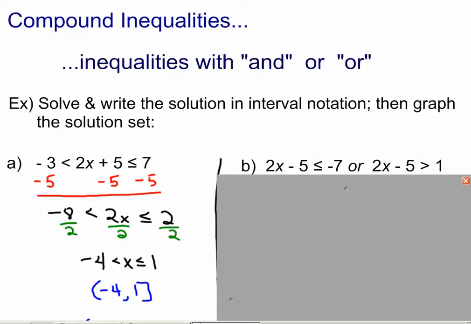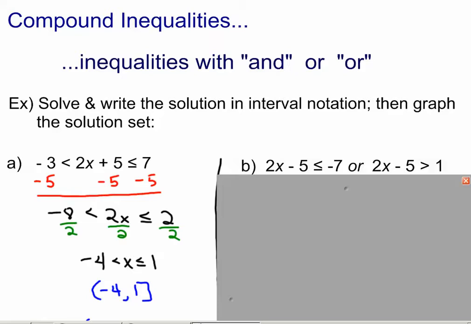Again, I want just the x, so I'm going to divide by 2. If I do that in the middle, I must be consistent and do that to both ends. So we get the final inequality, -4 is less than x is less than or equal to 1. As an interval, that would be with an open parenthesis, because we don't want to include the endpoint, -4, comma 1, close bracket to show that the endpoint is included.